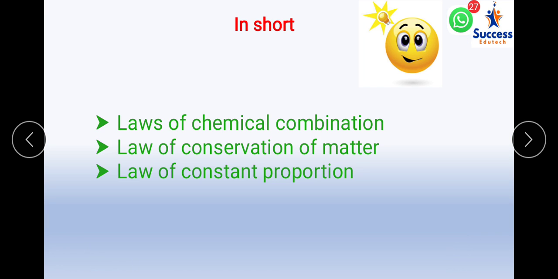So in short, we have studied the law of chemical combination, the law of conservation of matter and the law of constant proportion. Here the composition of the matter changes after the chemical reaction, whereas the weight or the mass remains the same. Here the proportion by weight remains the same. So we have covered these 3 laws.